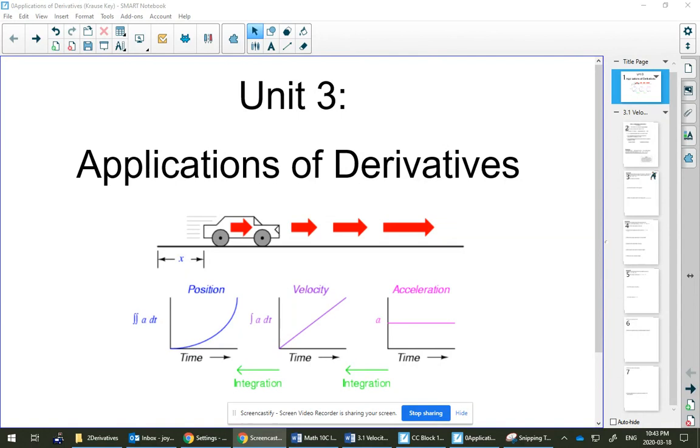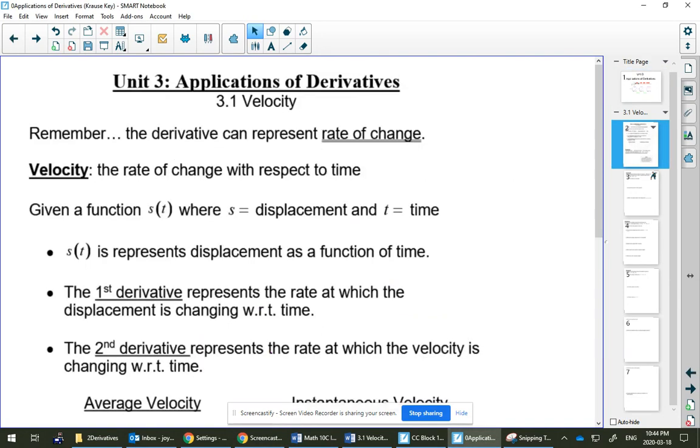We're moving into a new unit, applications of derivatives. So now is when we're going to take what you learned in the last unit and look at how it's applied in the real world. The first topic that we're going to talk about is velocity. And I know some of you have a physics background, so you're going to see some overlap for sure.